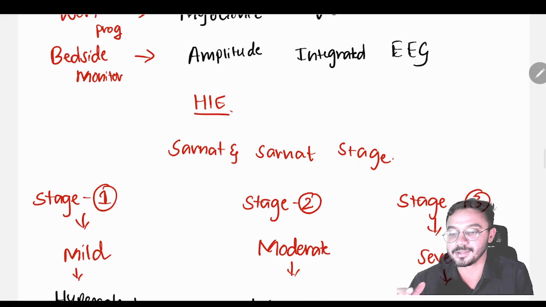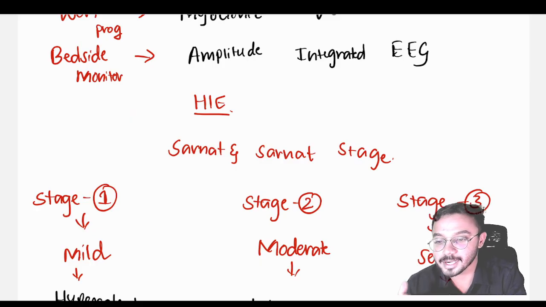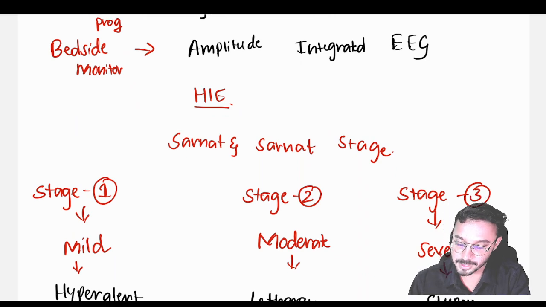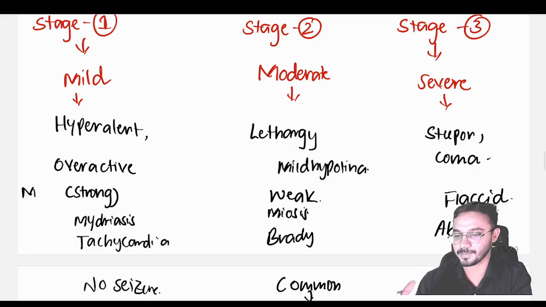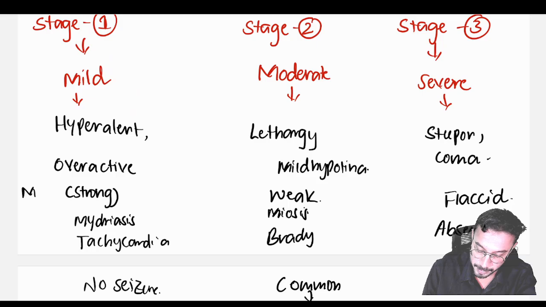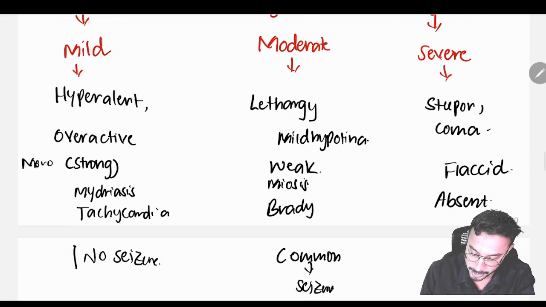In HIE, one staging is used, that is Sarnat and Sarnat staging. Stage 1, stage 2, stage 3: stage 1 is mild, then moderate and severe. Until now a question has not been asked, but you should know, in mild everything is fine, hyperactive, overactive. Moro reflex is also present in stage 1, mid-ray system, and no seizures. This is very important.